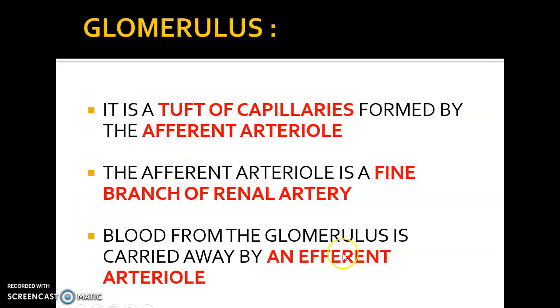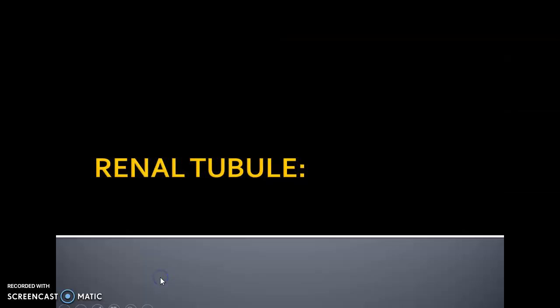Blood from the glomerulus is carried away by an efferent arteriole. So the vessel which is bringing blood to the kidney is your afferent arteriole, and the blood vessel which is taking the blood away is the efferent arteriole.